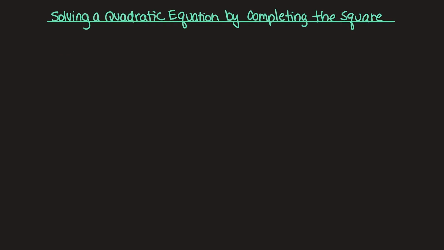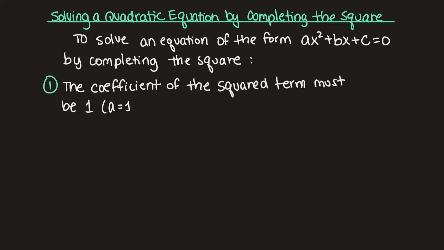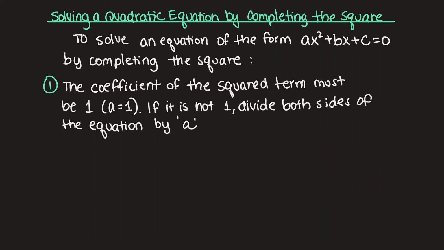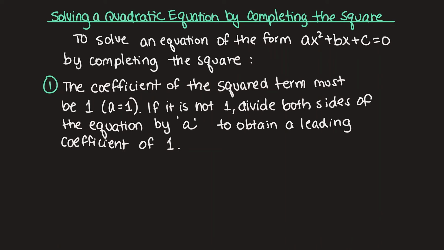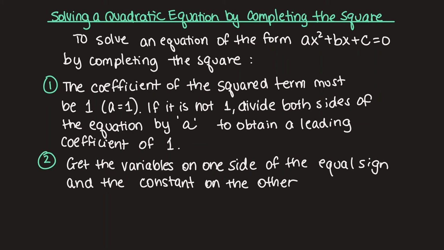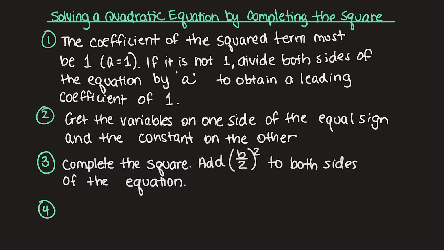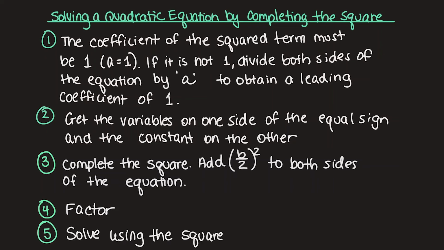Okay, so let's write down this procedure for solving quadratic equations by completing the square. To solve an equation of the following form by completing the square, first the coefficient of the square term must be 1, so a has to equal 1. If it is not 1, then divide both sides of the equation by a to obtain a leading coefficient of 1. Next, we would get the variables on one side of the equal sign and the constant on the other. And then we could complete the square. We add b/2 quantity squared to both sides of the equation. Then we factor, and then we solve using the square root property.